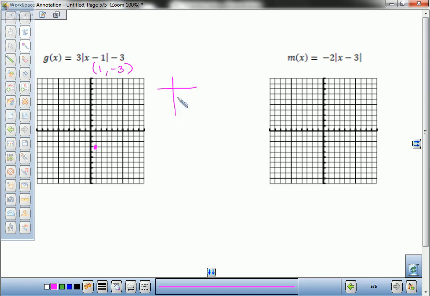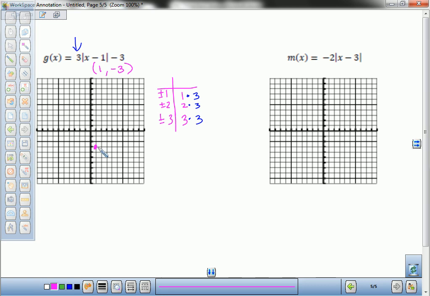Okay, now, what do we do with the threes? Okay, these are our normal moves. 1, 2, 3. And that's what we do every time that there is not a vertical stretch or compression. Okay. When we have this leading coefficient, it stretches it. It takes each one of these and multiplies it by 3. So let's talk about what that does.